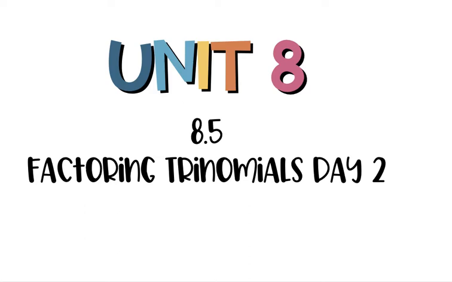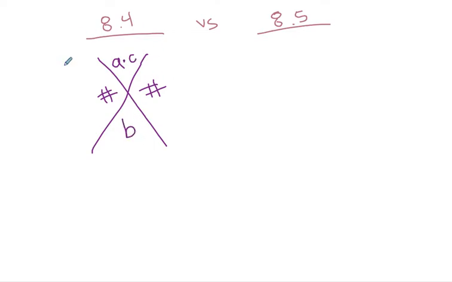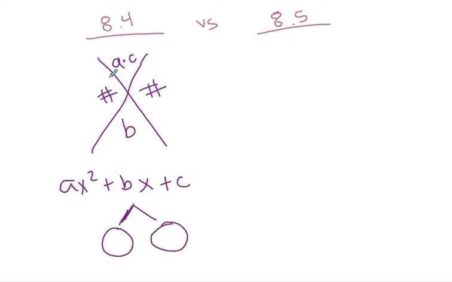All right, this is Unit 8, Section 8.5 for Factoring Trinomials, Day 2. For Day 2, we're going to look at what we did for 8.4. When we set up 8.4, we did A times C, so we looked for two numbers that multiply to A times C and add to B. We practiced splitting our middle term on our trinomial into two new terms. So this is where we were with trinomials.